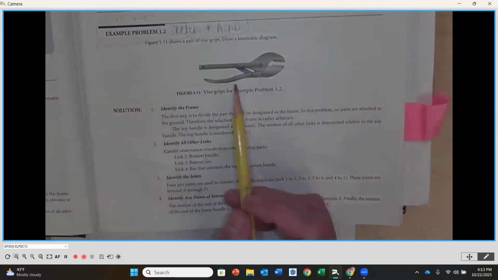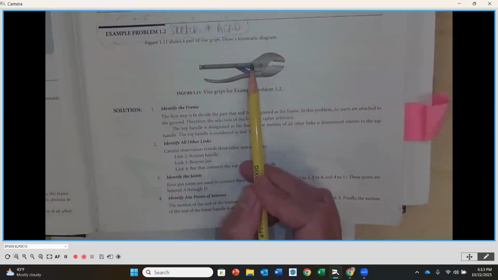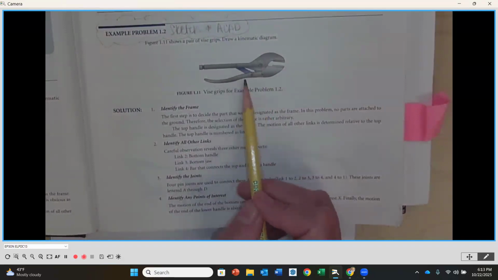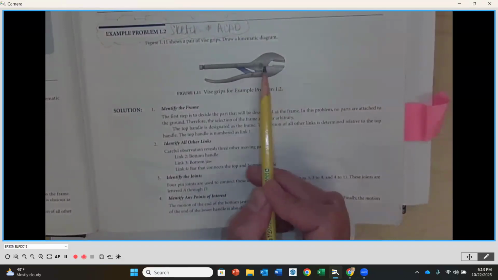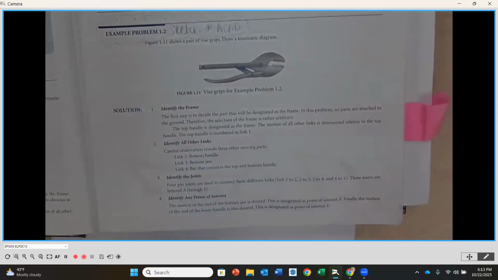So our vice grips here, we're going to have this top handle, bottom handle, connecting rod, and then there's like a jaw that is going to open and close. I happen to have one here in class. It's not the exact duplicate or the exact model here, but it's close as far as how it works.